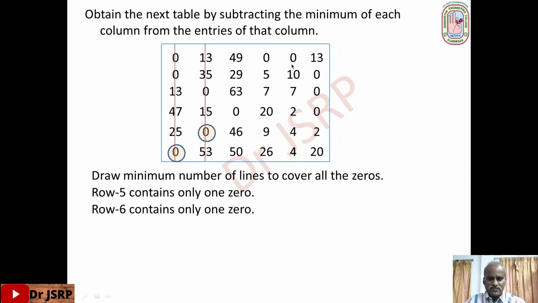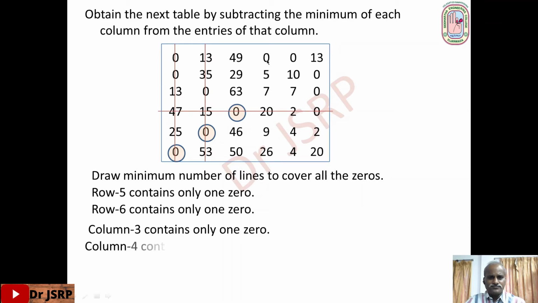Go for columns. First 2 columns are eliminated. Start with third column. Third column contains only 1 zero. Circle the zero. Column means we have to fix row, so draw a horizontal line. Next, fourth column contains 1 zero, circle it. Column means fix row, so draw a horizontal line. Next, fifth column no zero, sixth column more than 2 zeros. Still there are zeros not covered by lines.